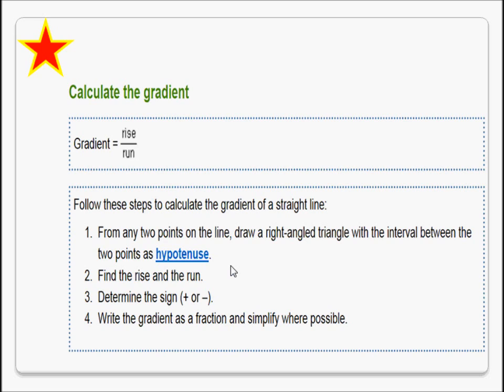If I can find 2 points on the line, I draw myself a right angle triangle that has the hypotenuse between the 2 points. Then I actually count from one point to the next how far across and how far up I need to go. So the rise is how far up and the run is how far across. And then you need to work out from the exercise we just did whether it's positive or negative, and finally you write the gradient as a fraction and you simplify where possible. So just copy this down for a moment and then I'll show you a little example.